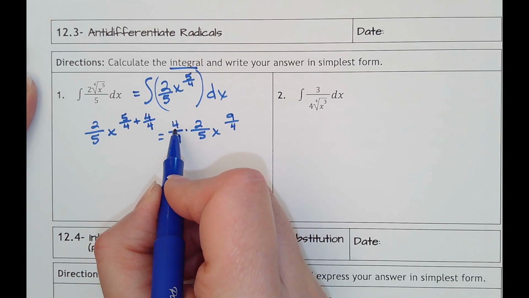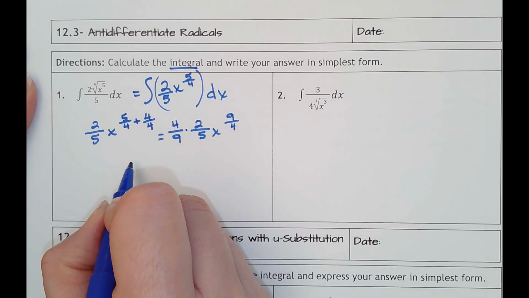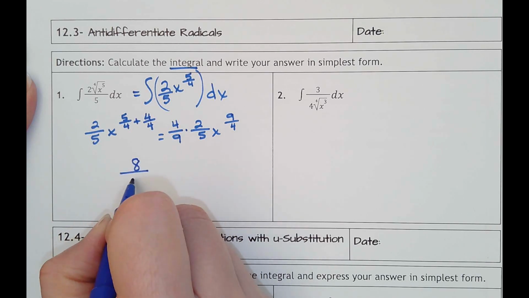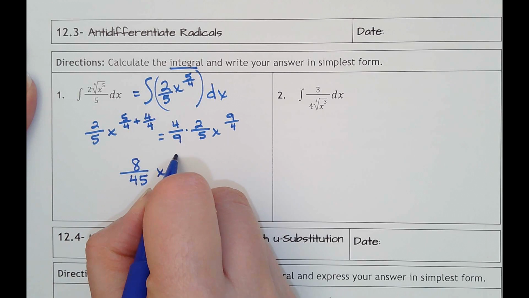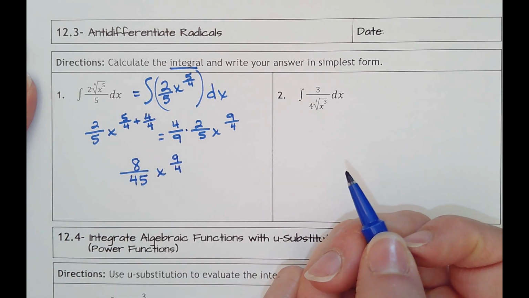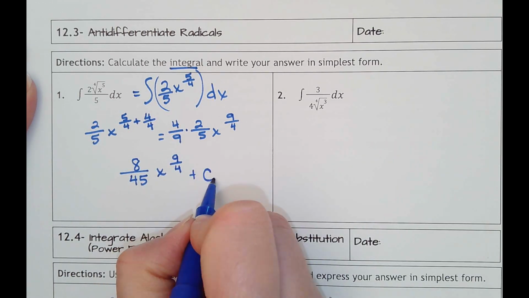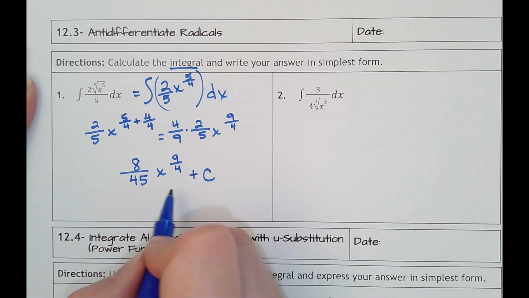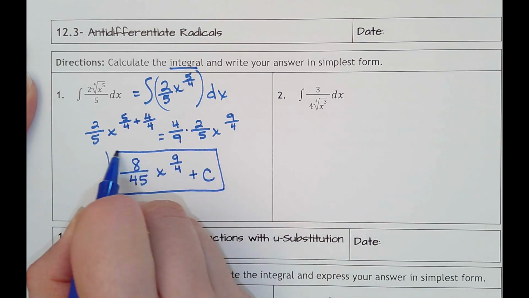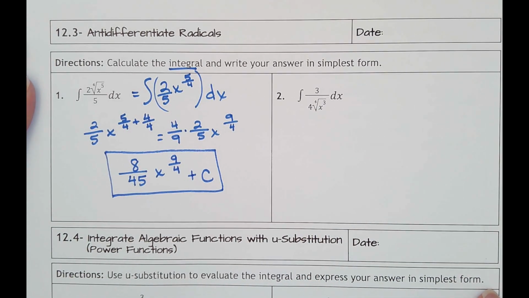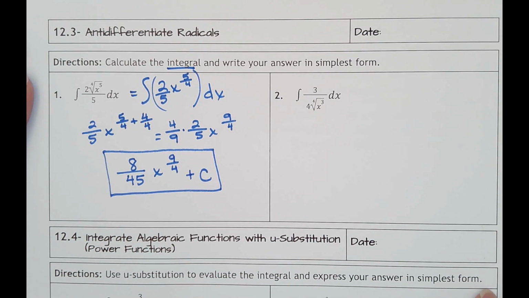I don't see anything that I could cross cancel, so I'm going to get 8 over 45 x to the 9/4. So it's not pretty, but that's what it is. And then make sure you have your plus c, because we don't know if a constant got derived to go away.